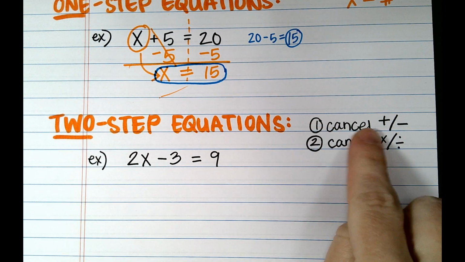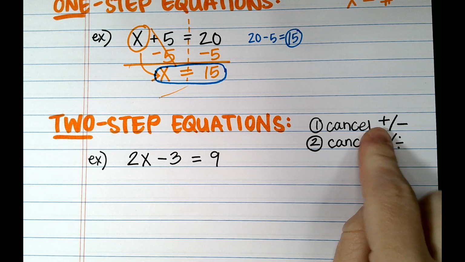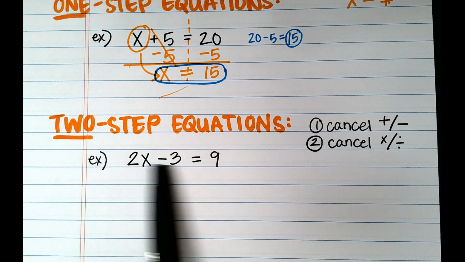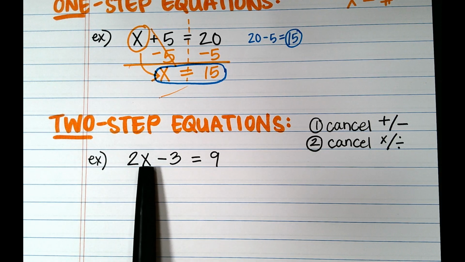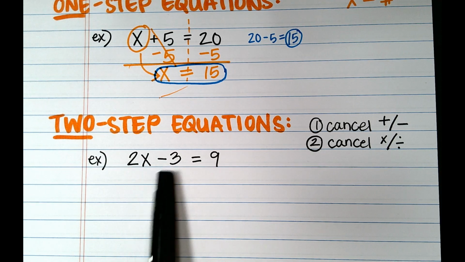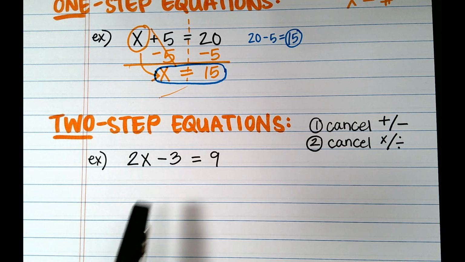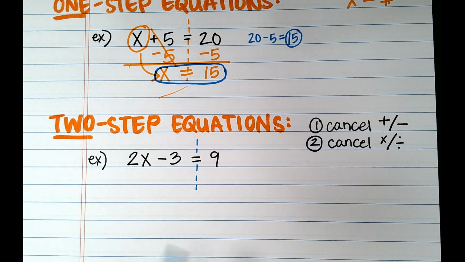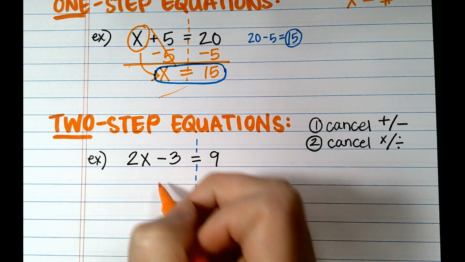So since the first thing we want to do is cancel any plus or minus, any addition or subtraction, the first thing I'm going to do is look over where my x is, and say, over on this side where my x is, do I have any plus a number or minus a number that I need to get rid of first? The 3. Okay, so I have minus 3. How do I get rid of that? By adding it, by doing plus 3.